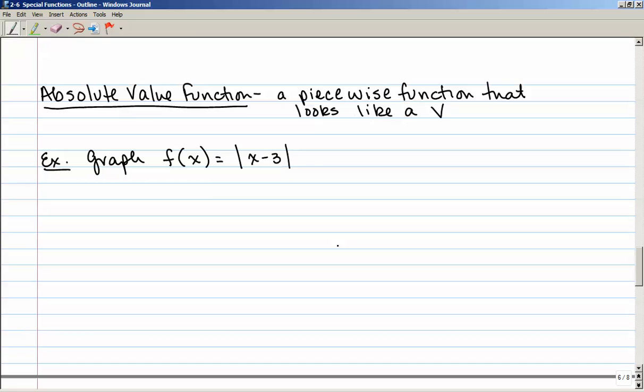So I'll show you how to do this on the calculator, but let's do one of these by hand first. First, graph the function f of x equals the absolute value of x minus 3. So the first thing I want to do is find the vertex. I want to find that pointy part at the bottom of the V. So to find the vertex, set the stuff between the bars equal to 0.